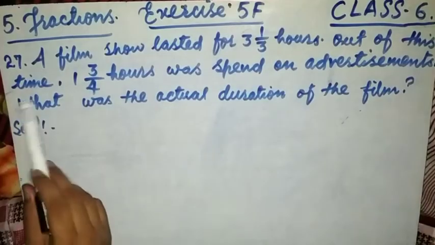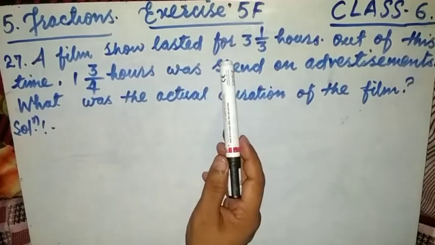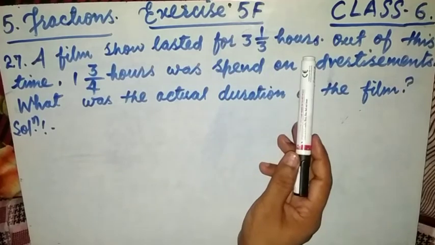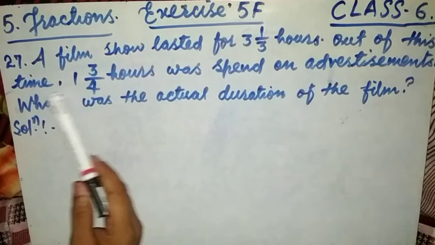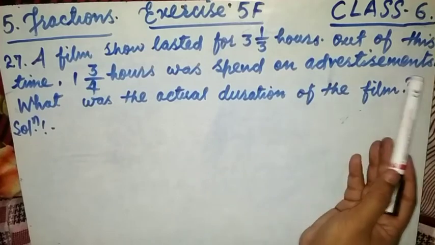question number 26, question number 27 and question number 28. These are similar types of questions, and here we will solve question number 27. Okay, if you understand this question 27, then you will easily solve 26 and 28 as well. So here friends, have a look very carefully. Now here we have taken question number 27. A film show lasted for 3 and 1/3 hours.